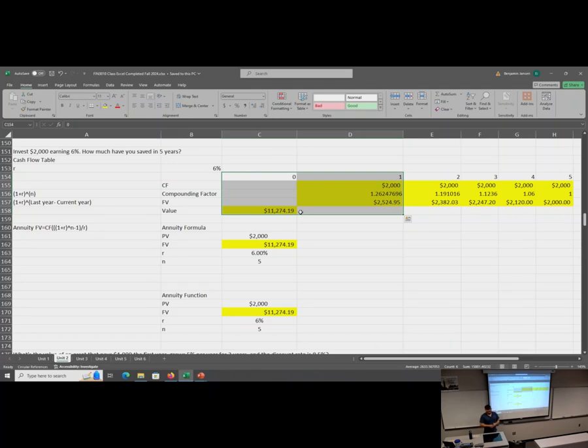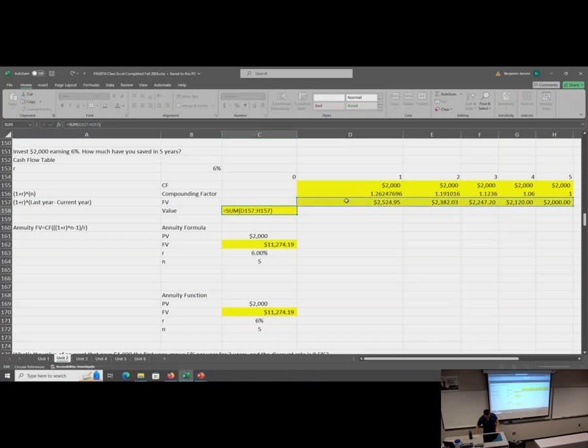What's the formula for the first one? For the answer, it's just summing up all the present values. And to get the present value, I'm multiplying the compounding factor by the cash flow. And to get the compounding factor, it's 1 plus the compounding rate, the 6%, raised to the number of years that it's compounding by, which is the last year, minus the current year.